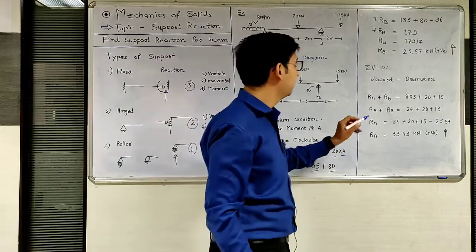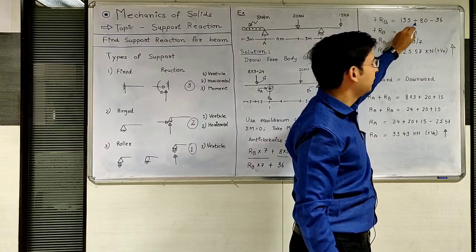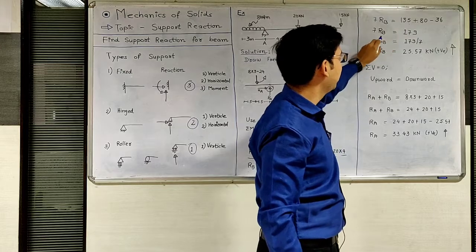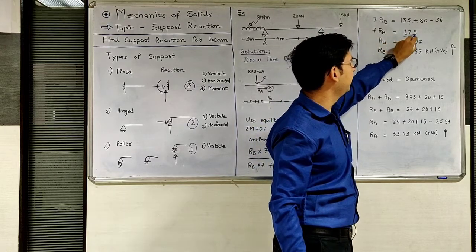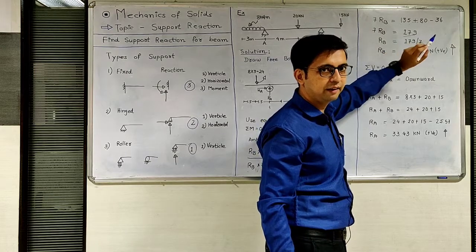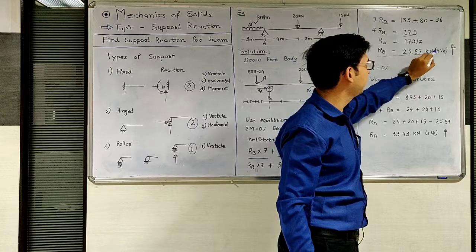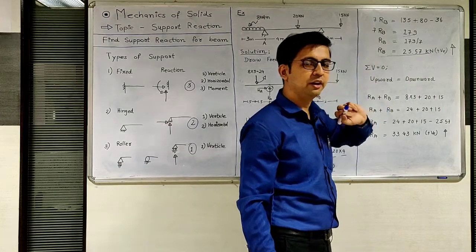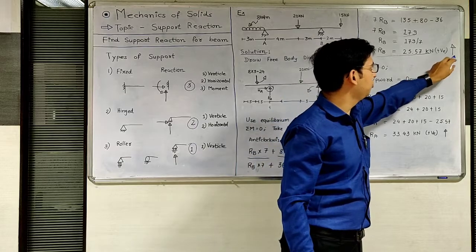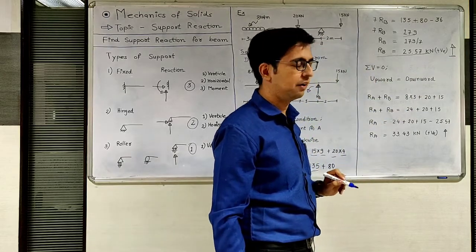Now simplify. 7 RB equal to 135 plus 80 minus 36. So 7 RB equal to 179. So RB equal to 179 by 7. So you will get the value of RB as 25.57 kilonewton. Here you are getting a positive answer, so the assumed direction of support reaction is correct, which is upward.